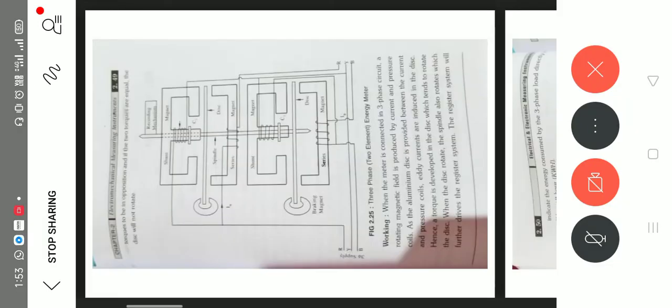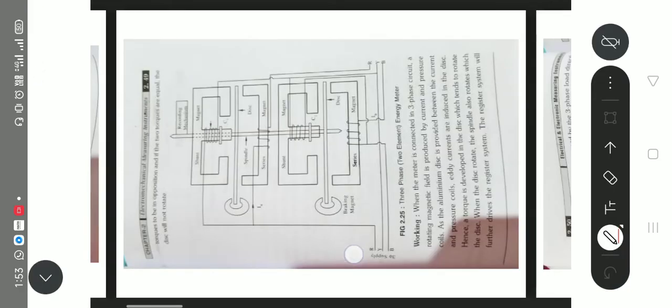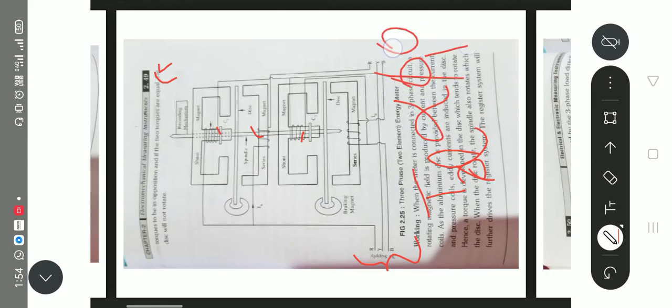Whenever we give the three phase supply, flux will be generated in both coils, the pressure coil and the current coil. Then we can produce the power and generate the torque. That is the deflecting torque, TD, which is proportional to phi 1 and phi 2.